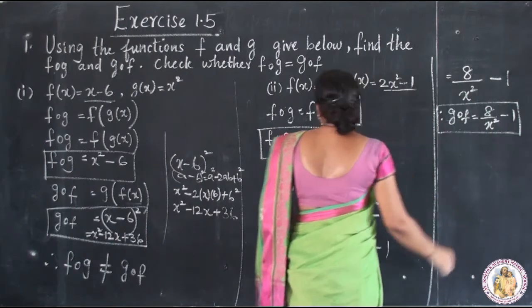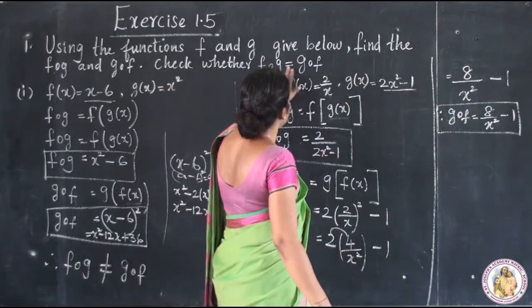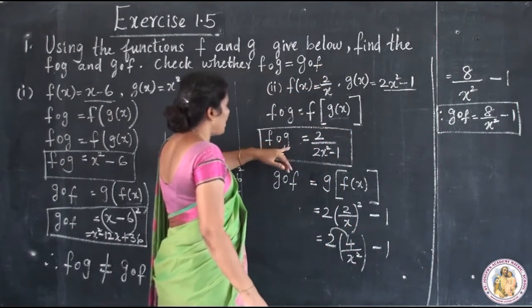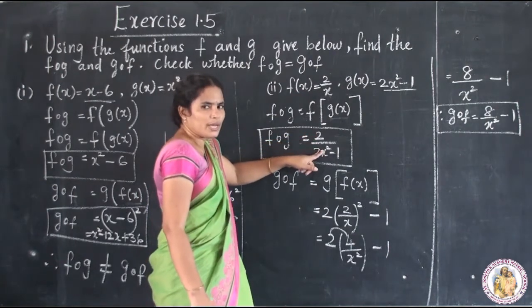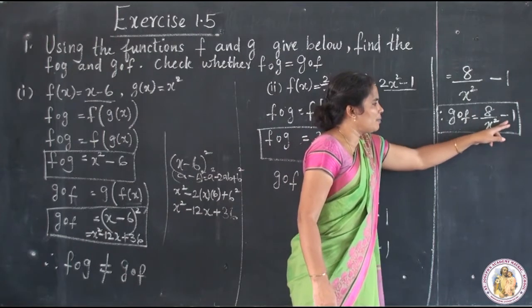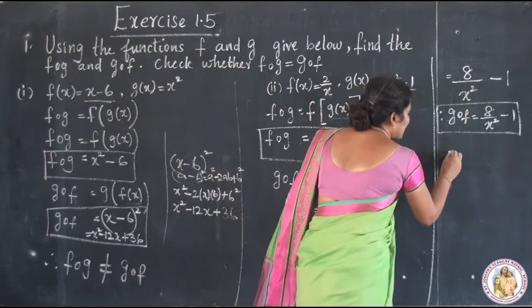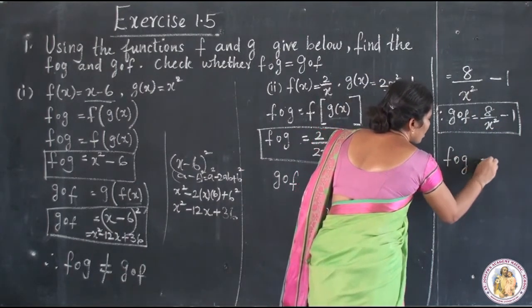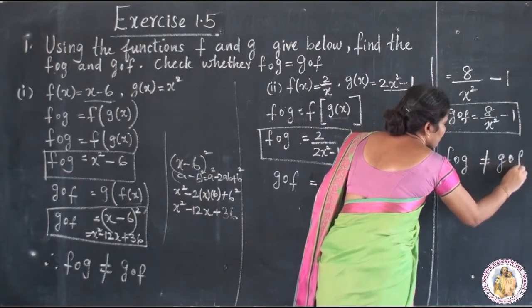And at last we are asked to check whether f of g is equal to g of f. F of g we got 2 by 2x square minus 1. Here g of f is 8 by x square minus 1. Now it is very clear that f of g is not equal to g of f.